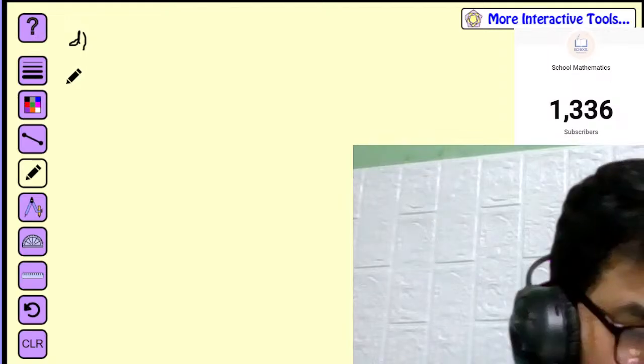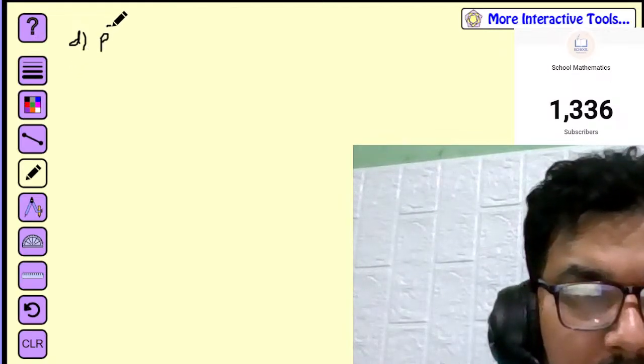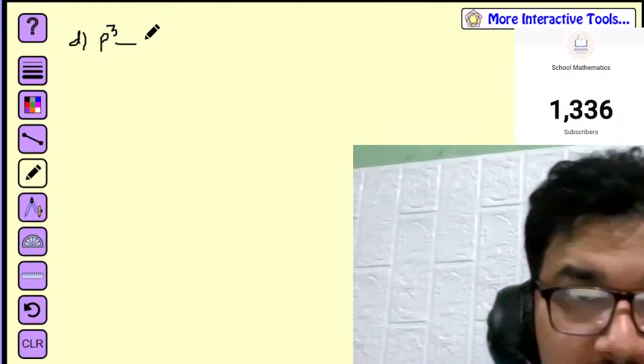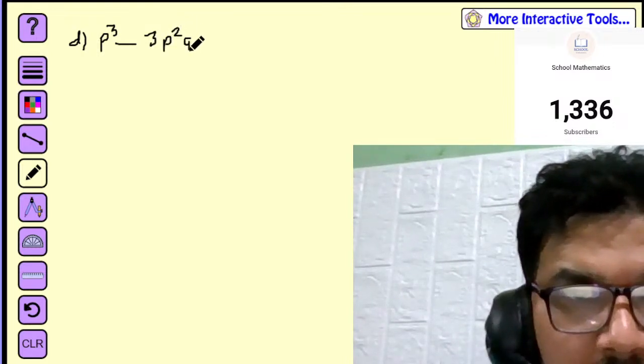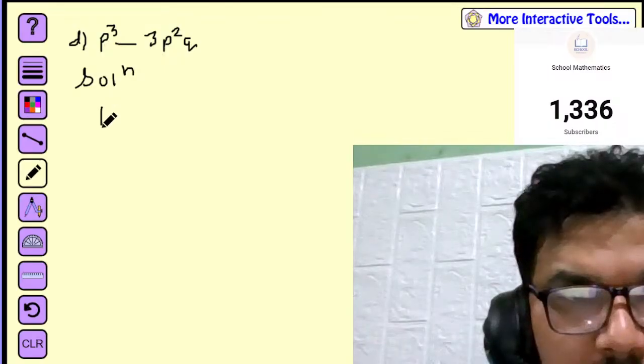The question is given like this: p cube minus 3p square q cube. Okay, in this condition, how to factorize? Write the solution here and write the question one more time here: p cube minus 3p square q cube.